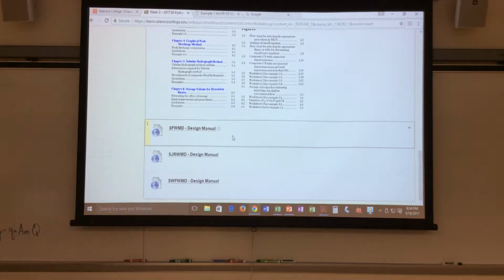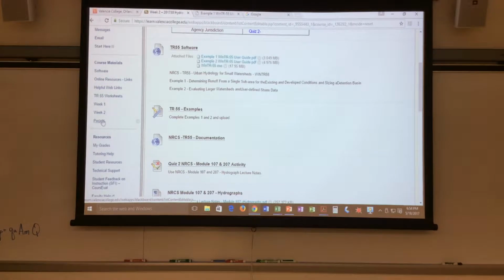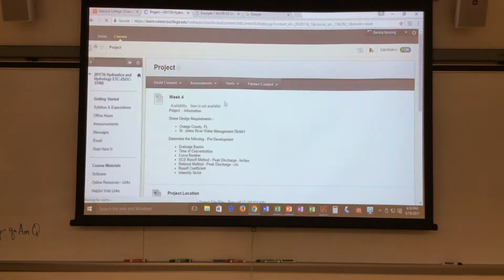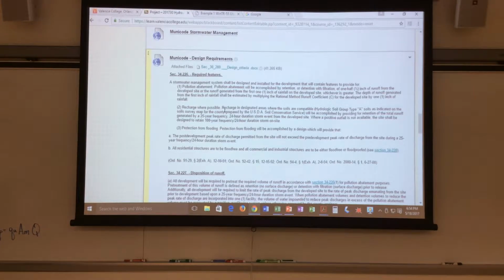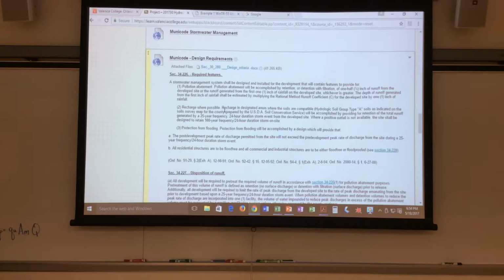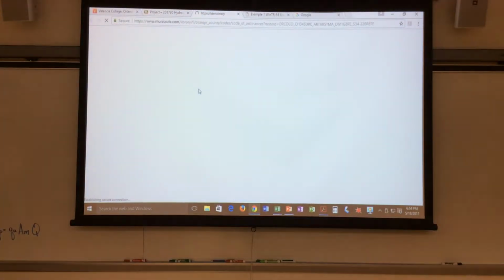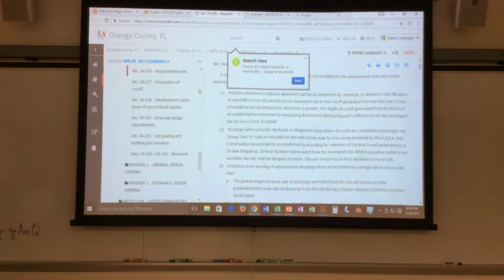Also, if you look in Blackboard, at the project location down here, I've also got the Muni Code. The Muni Code basically says, and if you click, the hyperlink should work, so I'm going to click on the Muni Code Stormwater Management. And the Muni Code here is for Orange County that I'm looking at, for Valencia.